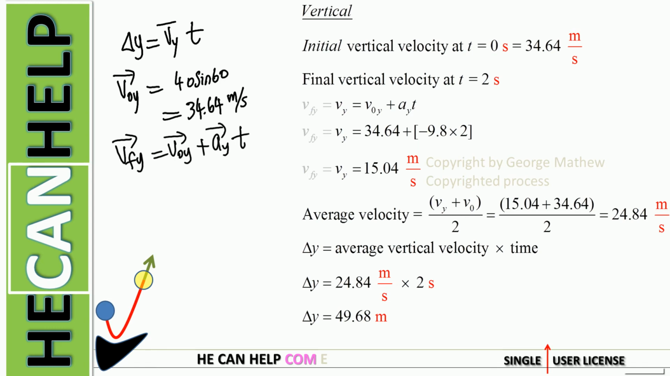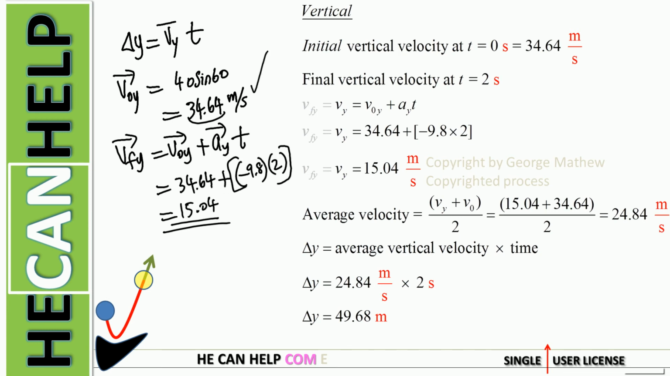So what is the final velocity? Initial velocity along the vertical is 34.64. Acceleration along the vertical is negative 9.8. Time is 2 seconds. So what do we get? 15.04. We have the initial velocity along the vertical, the final velocity along the vertical after 2 seconds, and we have the time, which is 2 seconds.